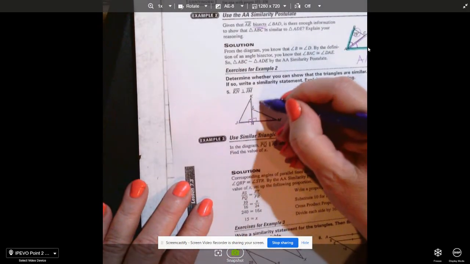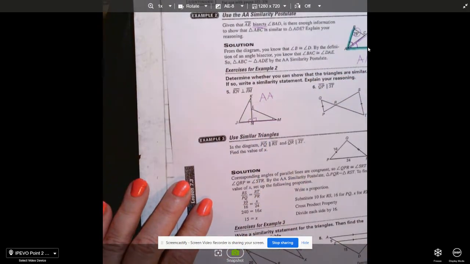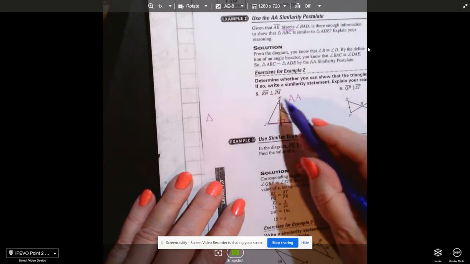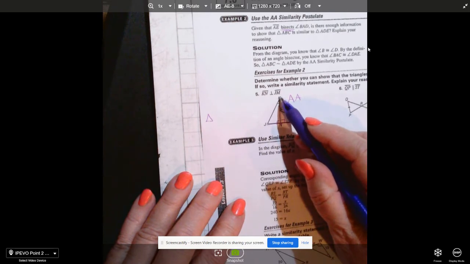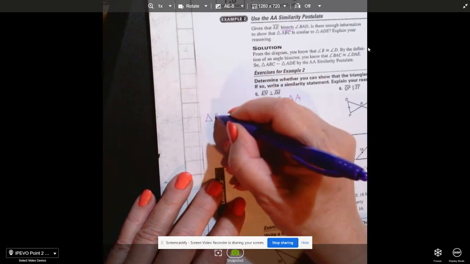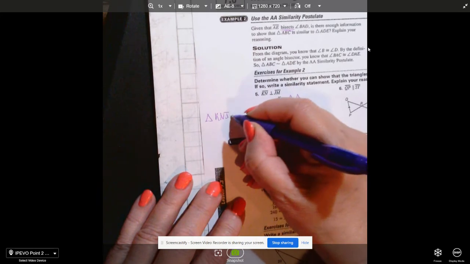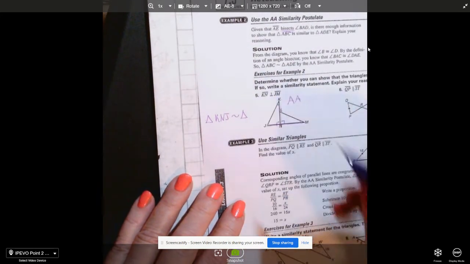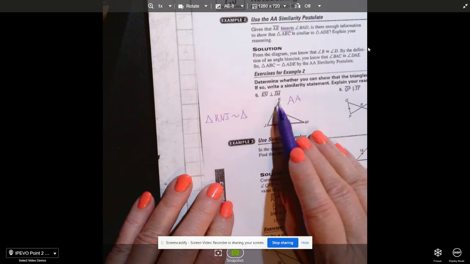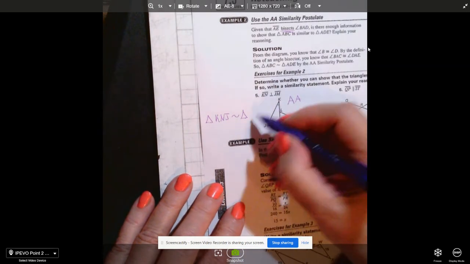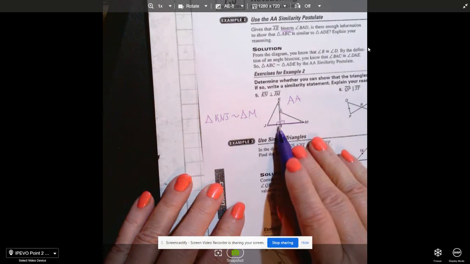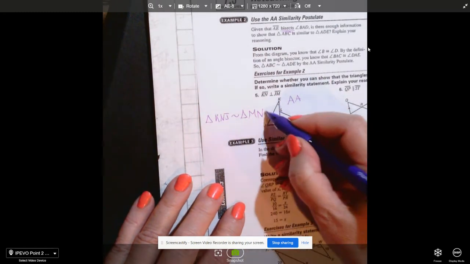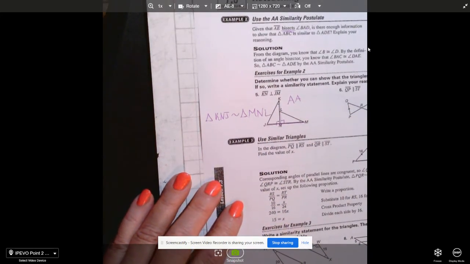Now that I know they are similar because of the angle-angle postulate, I can write a similarity statement. Triangle, I'll write K and J is similar. Remember, that's the symbol for is similar to. Triangle. Well, I started with K, so I have to go to M. And N is N on the other side. And J would be similar to L. So that would be my similarity statement.